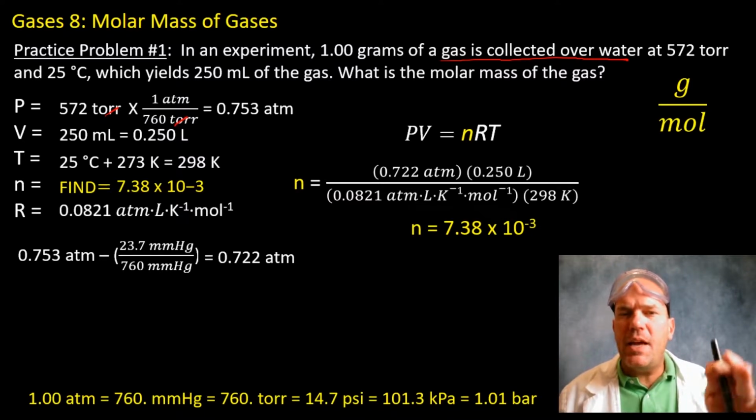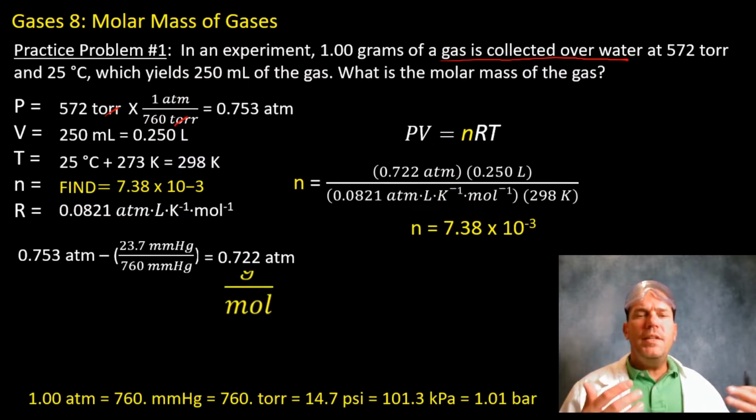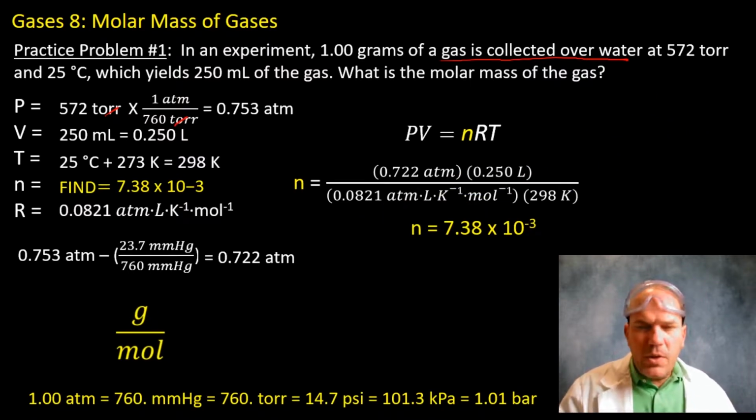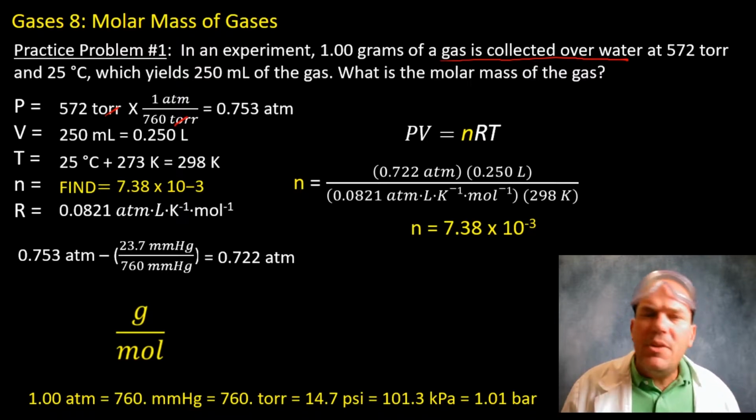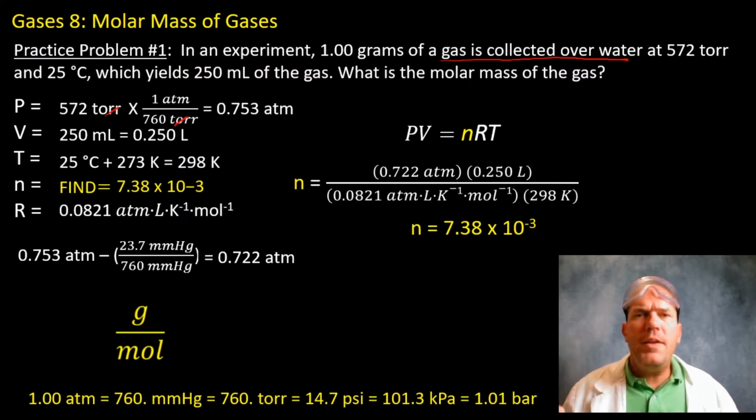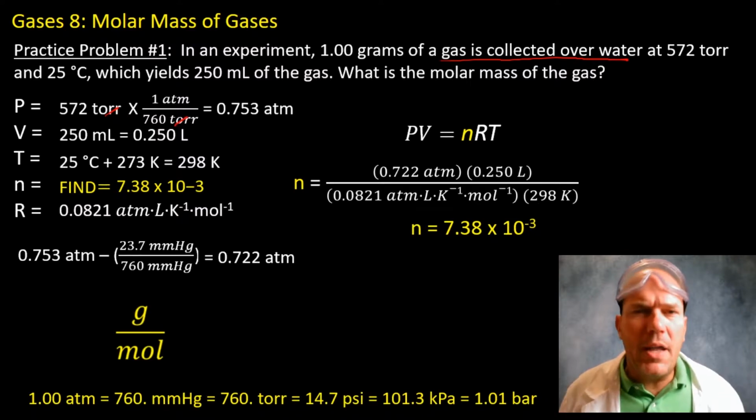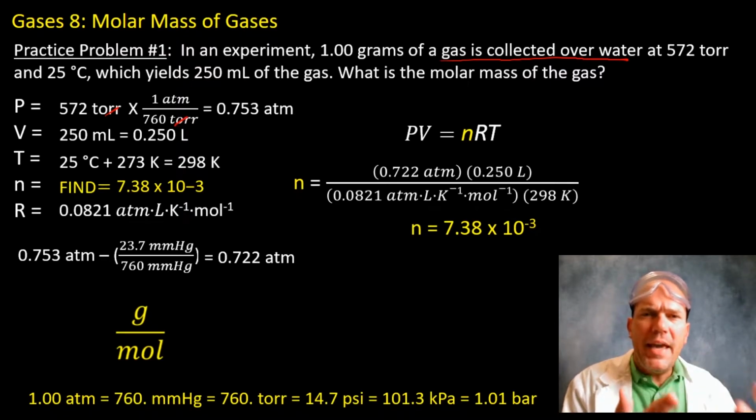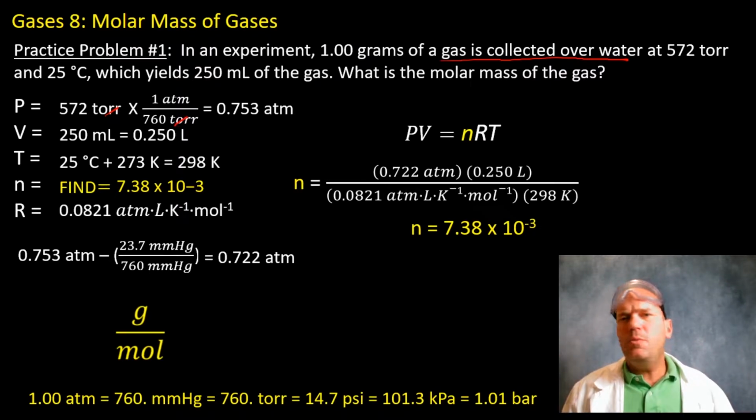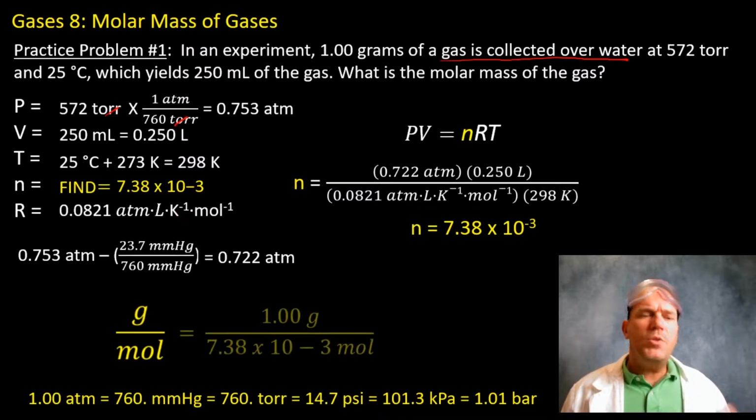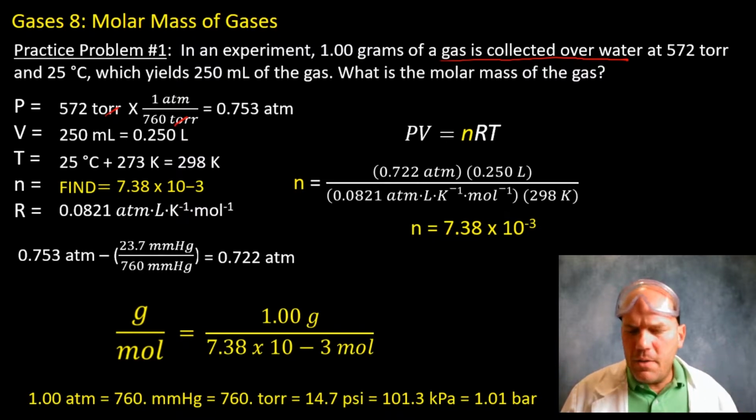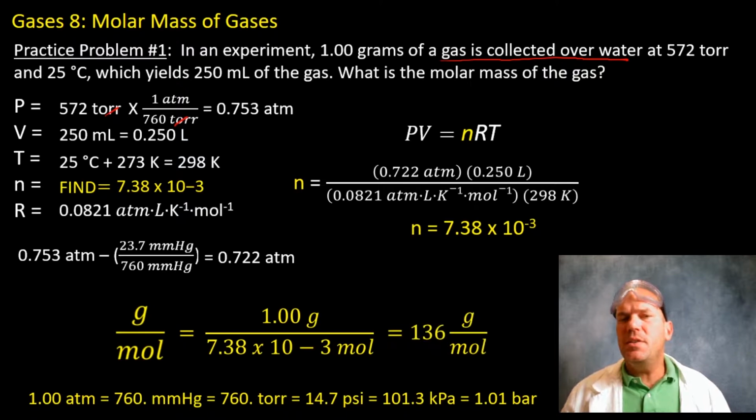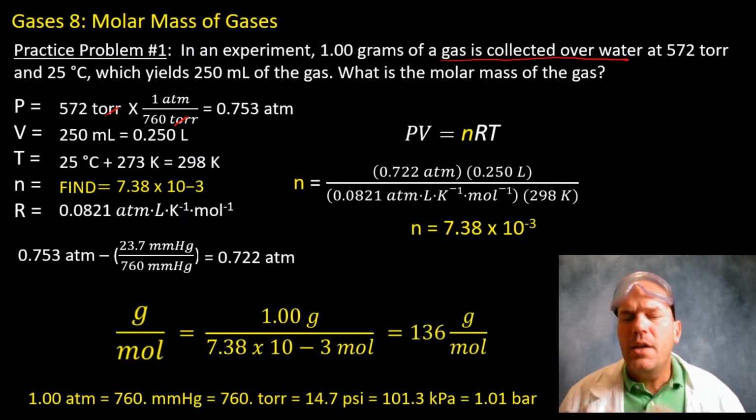We know the grams that we have of this gas. We're only dealing with this gas. We're not doing any stoichiometry in this problem. A lot of students say, well, aren't we doing stoichiometry here? No, we don't have anything to write and balance a chemical reaction. We're given everything specifically about this gas and under these conditions. So we just simply need to find the moles of gas, and then lastly, look at this quotient here. 1 gram divided by the moles of our substance yields 136 grams per mole.